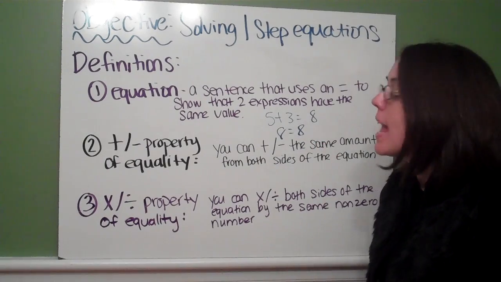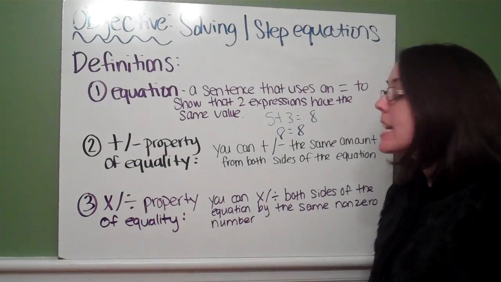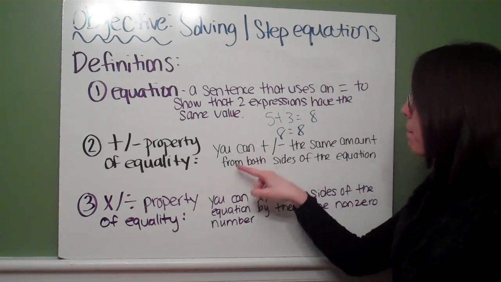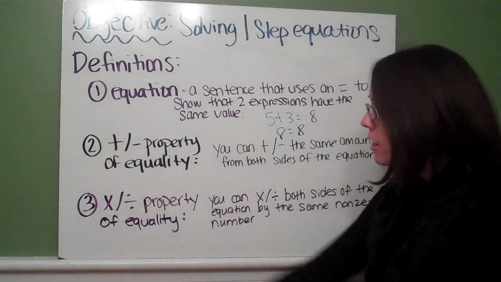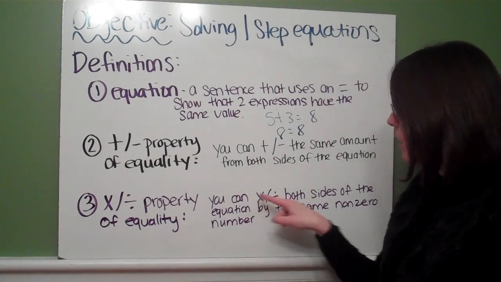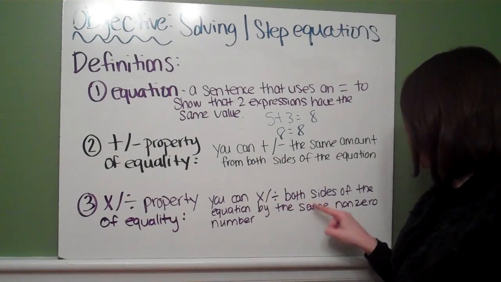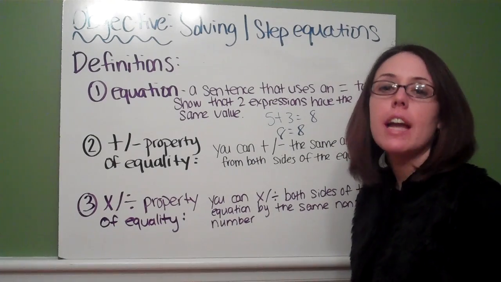That is an equation. Second definition, the addition and subtraction properties of equality tell us that you can add or subtract the same amount from both sides of the equation. Definition 3, the multiplication and division properties of equality tell us that you can multiply or divide both sides of the equation by the same non-zero number. So these properties are going to help us solve equations.